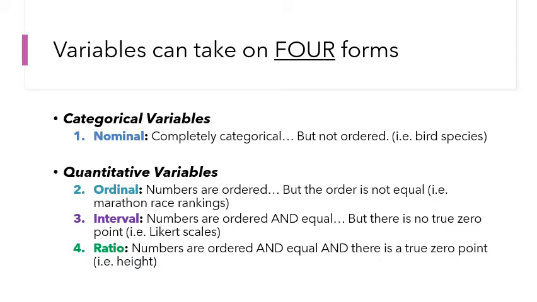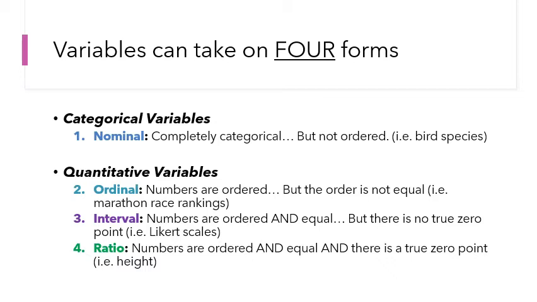Quantitative variables is where it gets a little bit different. We can start this in different levels. So I'm going to start off with ordinal. This is where your numbers are ordered, but the order isn't equal. So take, for example, marathon race rankings. First place definitely did better than second place in the marathon ranking, but we don't know what the time difference between them is, right? So first place could have finished the marathon in so many minutes, but the second place person could have only been a few seconds behind them, or they could have been 10 minutes behind them. It doesn't necessarily have a true order, whereas if we were timing them, it wouldn't be an ordinal, it would be a little bit higher level.